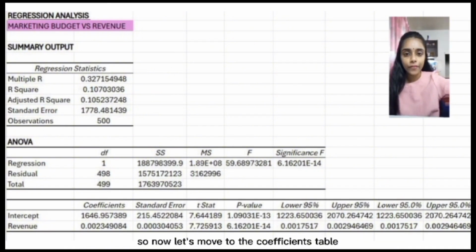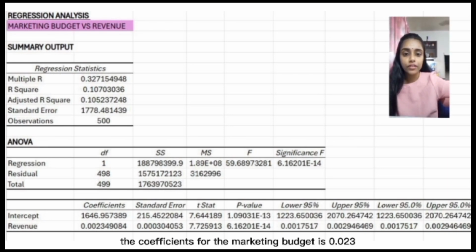Okay, so now let's move to the coefficients. The intercept value is 1646.96. This means that when the marketing budget is 0, the predicted revenue is approximately 1647 units. The coefficient for the marketing budget is 0.023, which means that for every 1 unit increase in the marketing budget, revenue is expected to increase by 0.023 units. Although this effect is small, it is statistically significant.